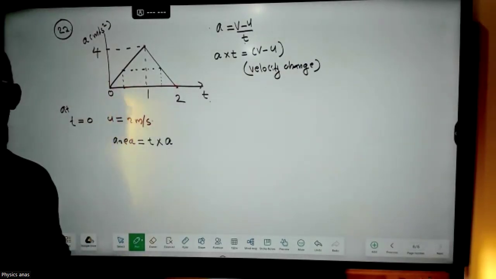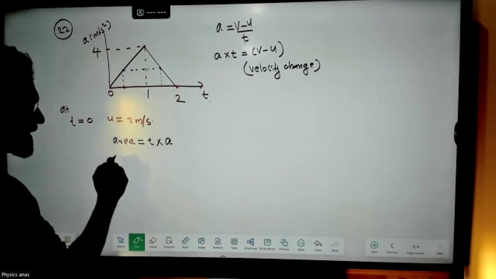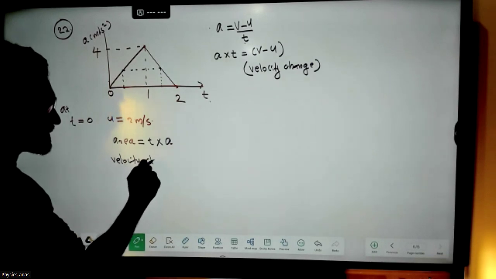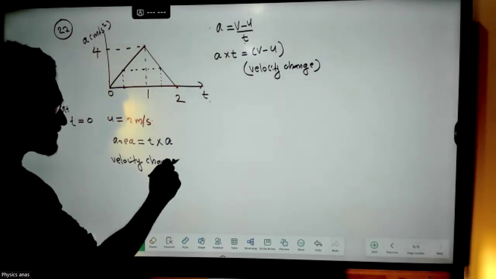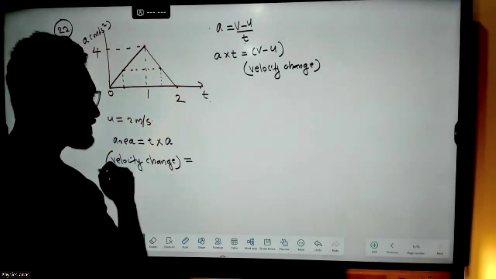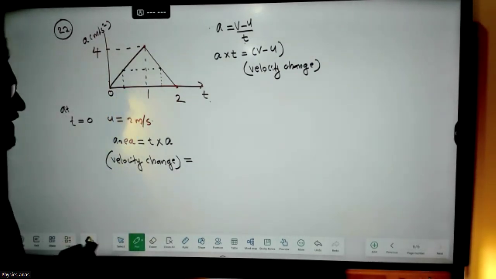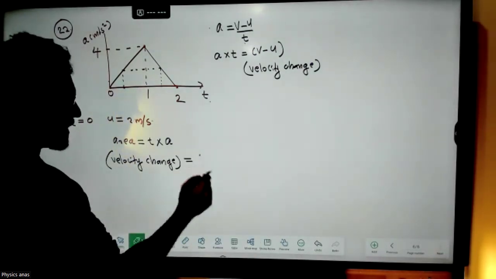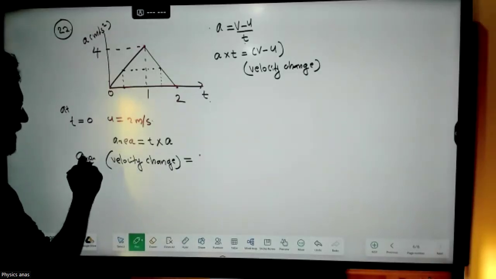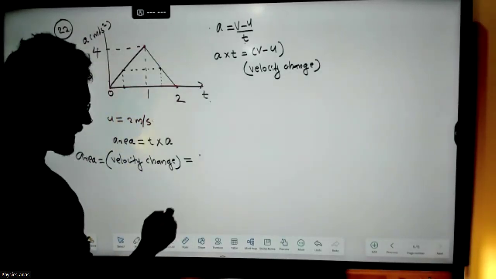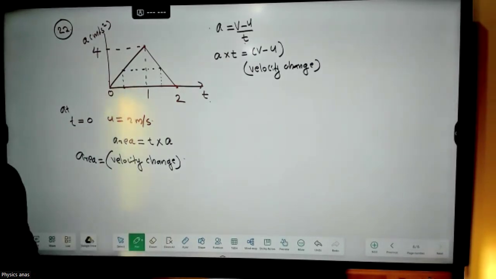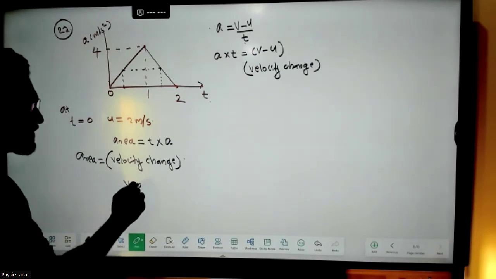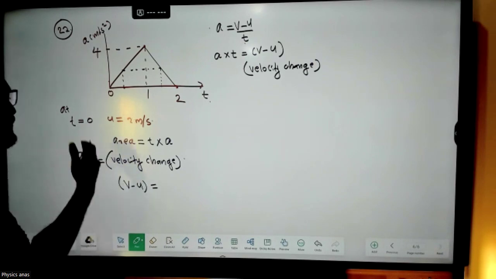Acceleration into time will be velocity change. So area, that's acceleration into time. And what is area? Area is velocity change. Change in velocity is area. Right? So you will get area as velocity change. What is area? Area is velocity change, right? And you just find the area and you will get a velocity change.